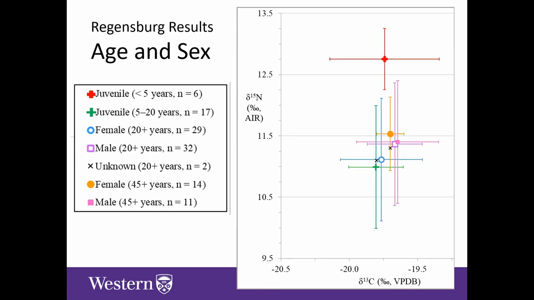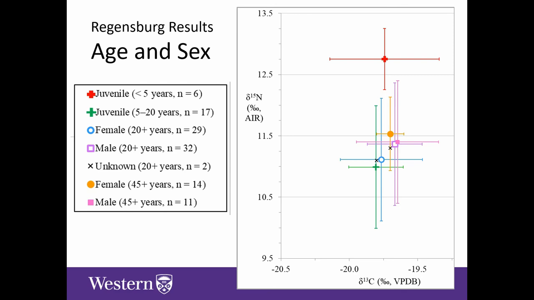This is what it looks like when you break it down by age and sex. So if you look at the very top, you can see that the infants, the youngest people in this population, are the red cross at the top, so much higher at one trophic level above the parent population. Why is that? Breastfeeding, right? They're carnivorous little animals, those babies, consuming their mother's tissue, so they're one step higher.